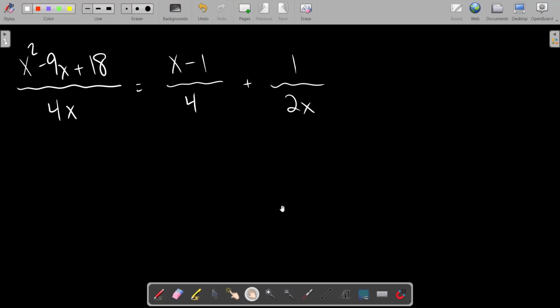First thought is, what's the LCD? What are we thinking?